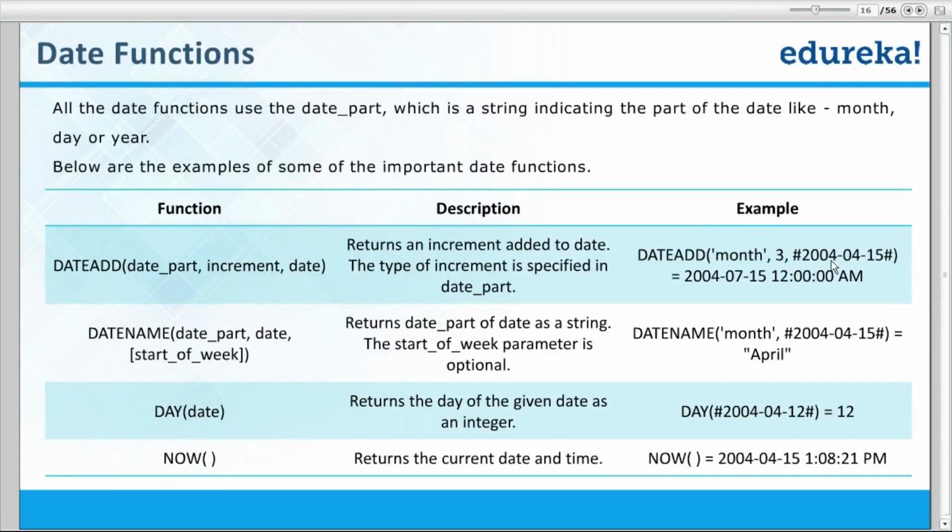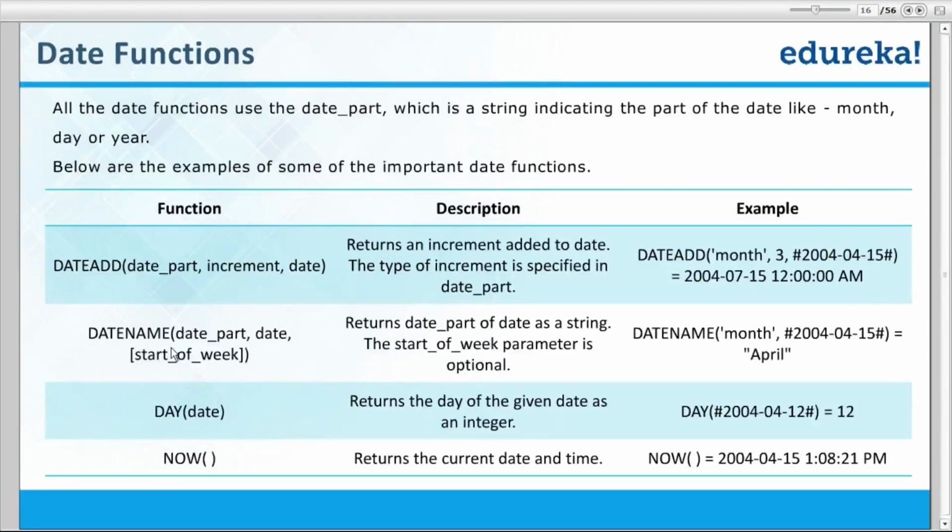Whenever we give dates here, instead of double quotes you can mention the dates with a hash symbol, so that Tableau identifies that this is going to be a date field. What happens? It just adds 3 months to this and displays 2004-7-15, that is 15-7-2004. That's what it displays there.